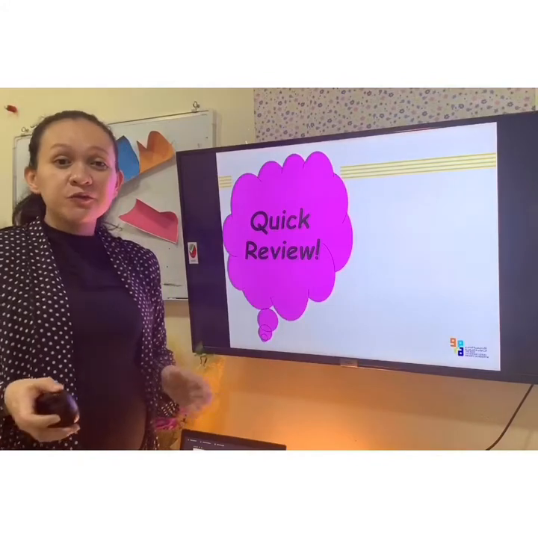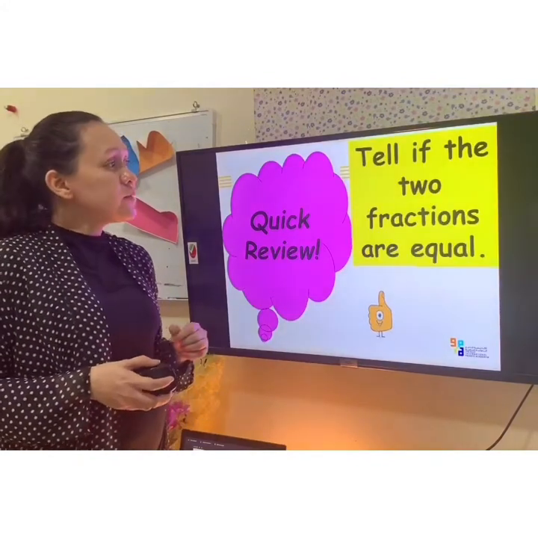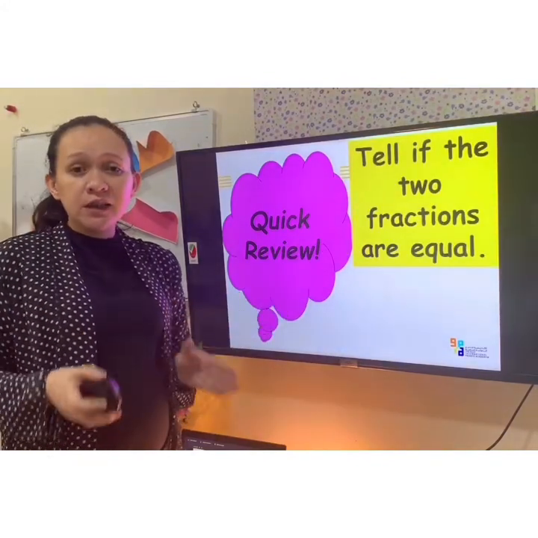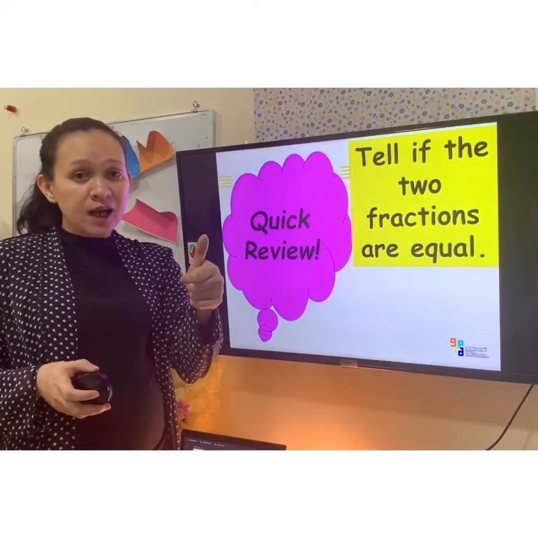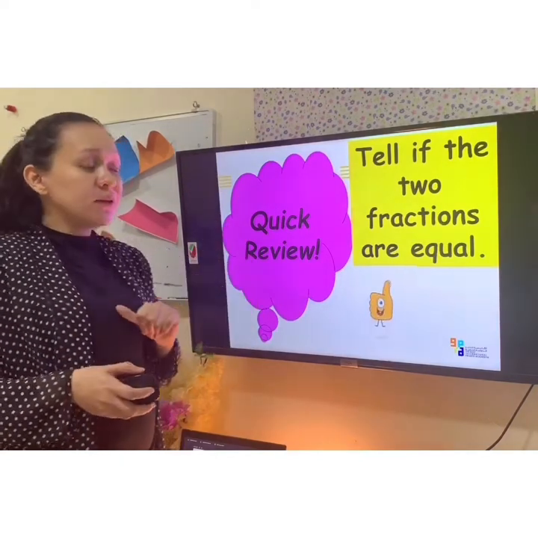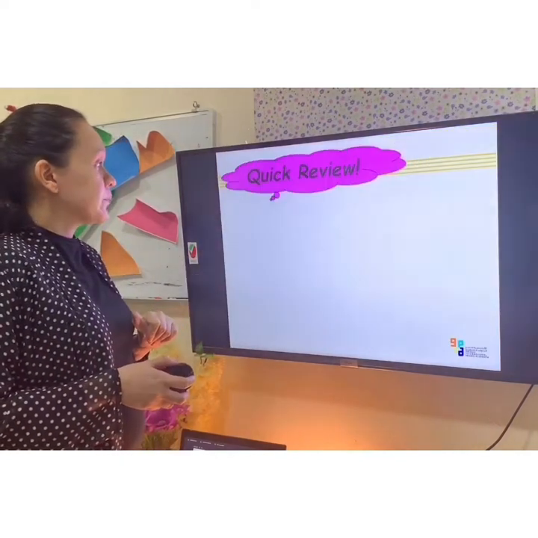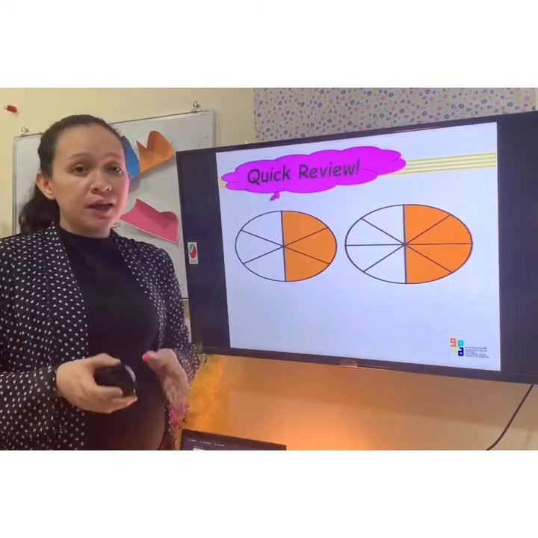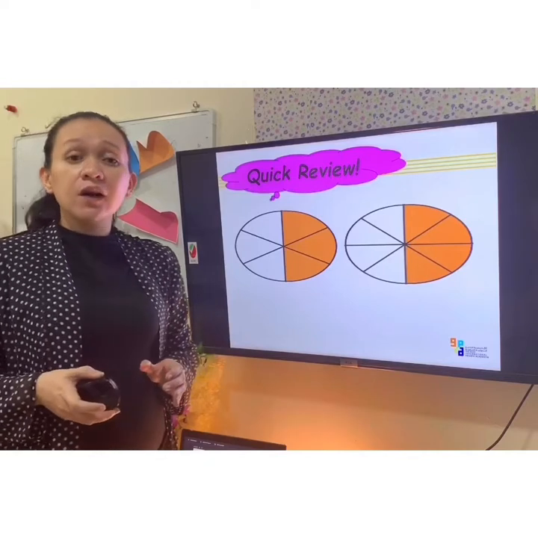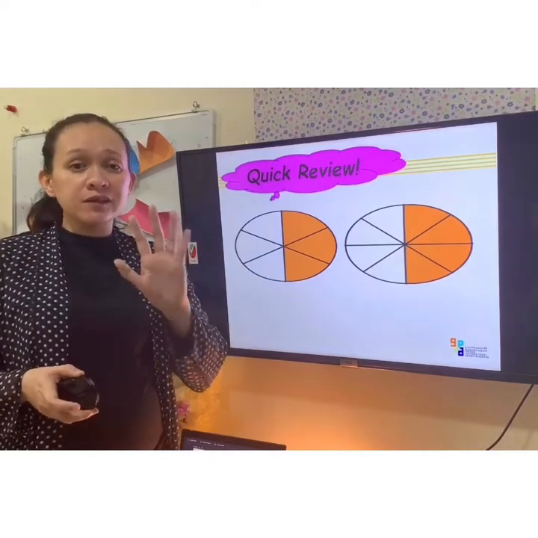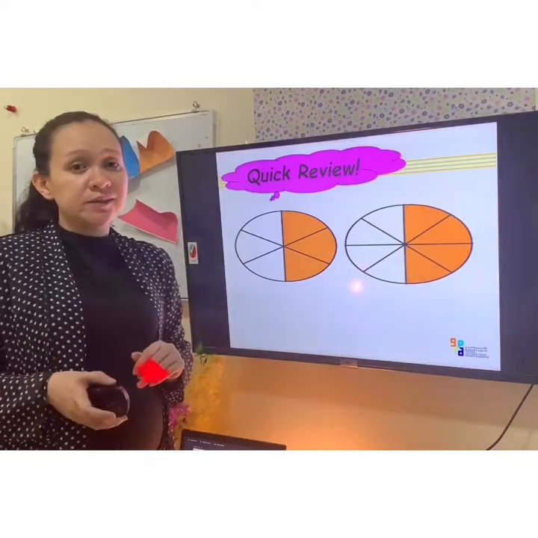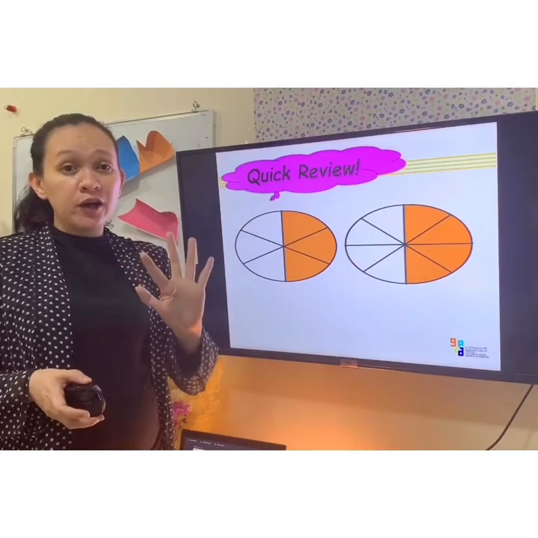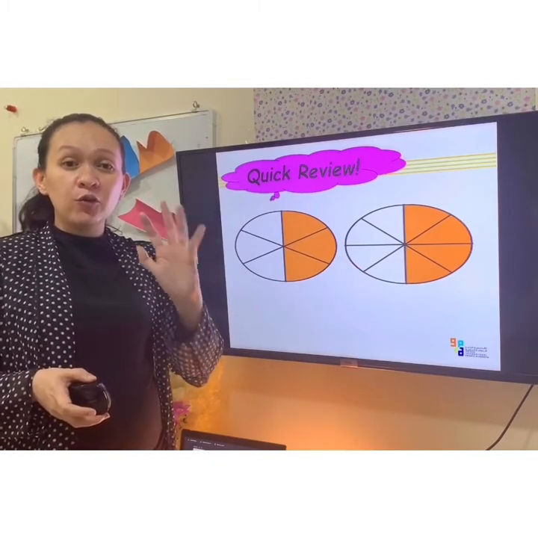Now let's move to our quick review. We are going to tell if the two fractions are equal. You're going to use thumbs up and thumbs down. Now let's start here. How about these two figures? What do you think? Are they equal? You're going to answer in 5 seconds. Now the timer starts now. 5, 4, 3, 2, 1, 0.